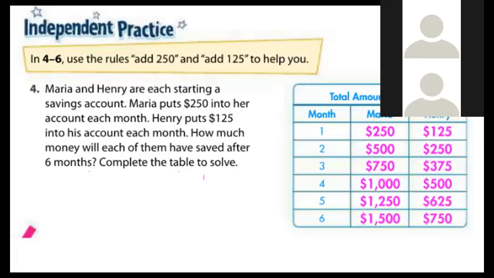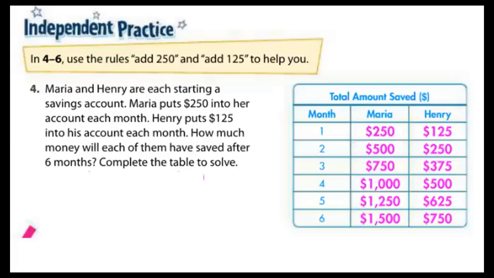If you want to extend the table, fill your table and complete the answer. He asked about what? He asked about their saving after 6 months. From the table, in the 6 months, both of them will increase their account. For example, Maria will have $1,500 and Henry will have $750. Okay, so complete your answer after filling in the table and be ready for question number 5.